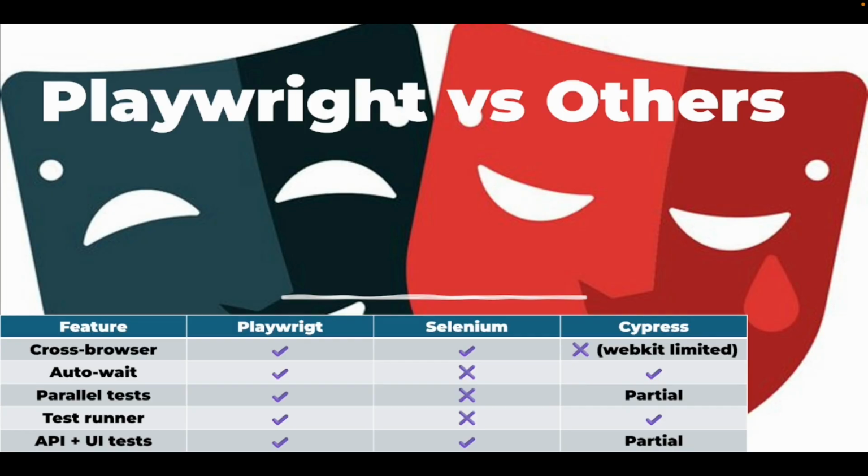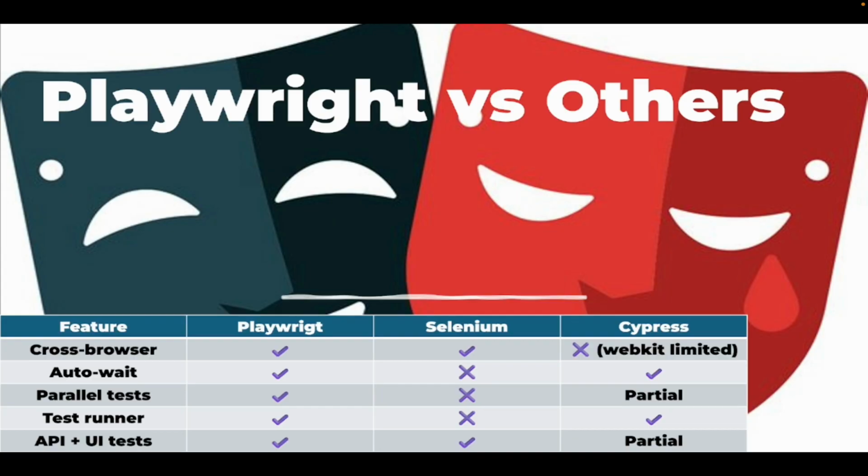Next we have parallel tests. Playwright supports parallel testing right out of the box. Selenium requires extra configuration. Cypress supports parallelism only partially or with paid features. When it comes to test runner, Playwright has a built-in runner and debugging UI. Selenium needs an additional framework like TestNG or JUnit. Cypress has a runner but limited browser options.